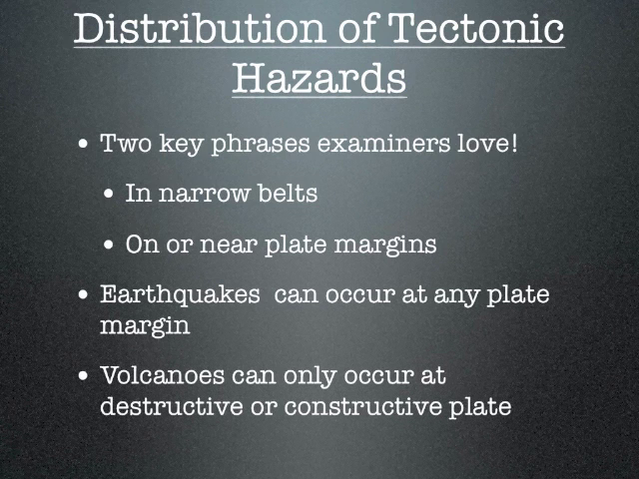Earthquakes can occur at any plate margin. Volcanoes can only occur at destructive or constructive plate margins. There is a couple of exceptions where we get a thinning of the crust and a hotspot forming, such as Hawaii. But these are anomalies and you should be able to spot them on a map. But most volcanoes and most earthquakes occur at plate margins.